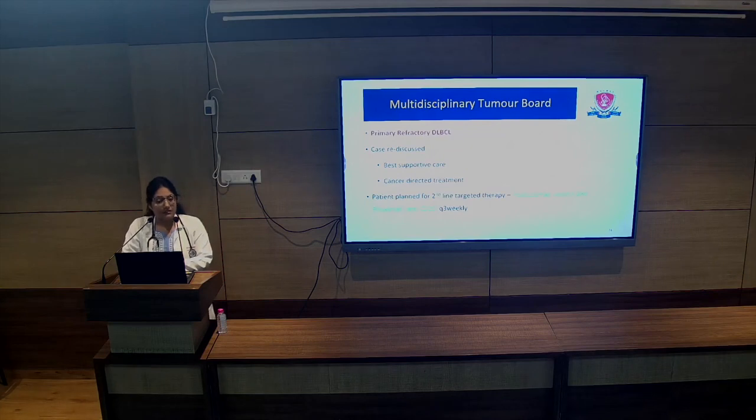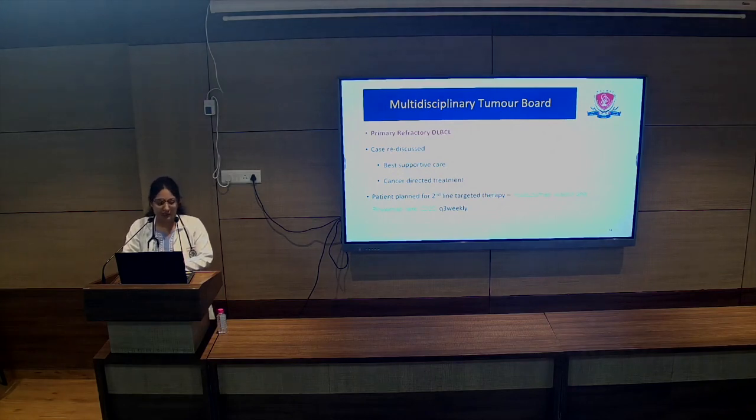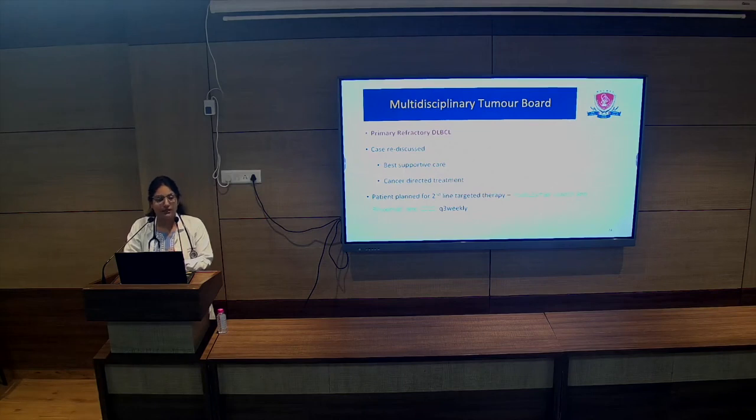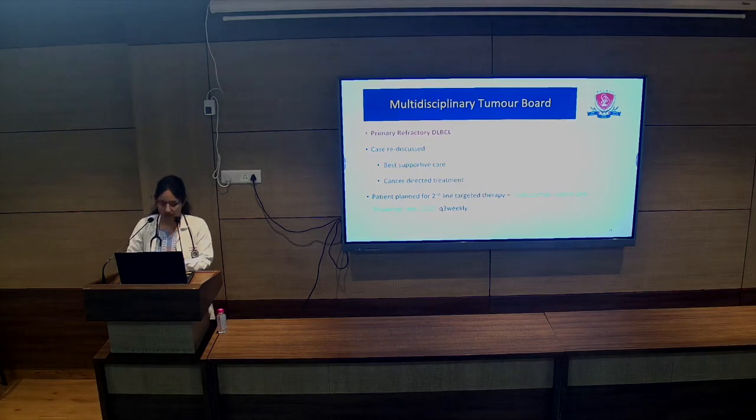Now we have a case of primary refractory DLBCL, since the patient has progressed on treatment. So the case was rediscussed in the multidisciplinary tumor board. Now we have two options further: either to offer best supportive care to this patient or to go ahead with further cancer-directed treatment. Since the patient had a good performance status, and looking at the geriatric assessment, she was planned for second line of targeted therapy, which included polatuzumab vedotin and rituximab, 2 agents given every 3 weekly.